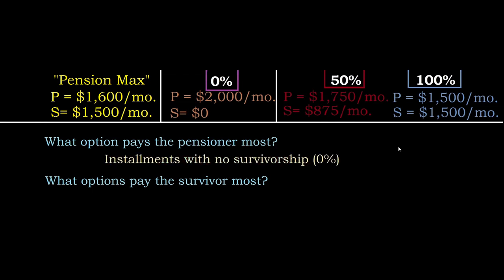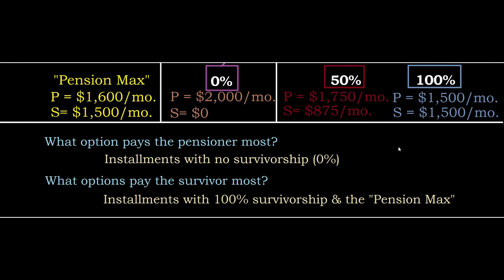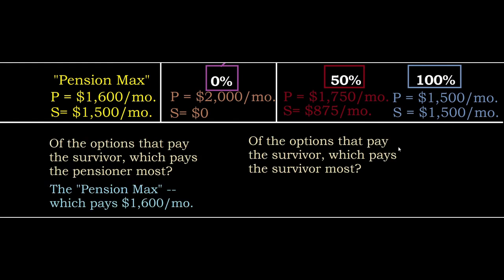The pensioner gets the biggest payout by selecting no survivorship. So to get the most out of his pension, this is the option he is supposed to choose. Additionally, even though the largest survivorship benefit was only available on the 100% survivorship option, you can see it is here replicated by the strategy of using life insurance and an annuity. So the strategy is called a Pension Max because the idea is it has the ability to provide both the pensioner and the survivor with their maximum benefits.